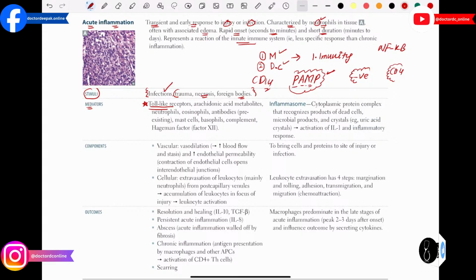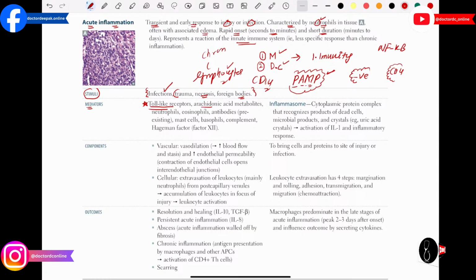Then it's also very important to remember that these toll-like receptors are also present on the cells of adaptive immunity. In adaptive immunity we have the lymphocytes, and on the lymphocytes we also have toll-like receptors. So it means these toll-like receptors play an important role in mediating chronic inflammation also, because lymphocytes are very important in chronic inflammation and neutrophils are important in acute inflammation. So toll-like receptors play an important role in mediating both acute and chronic inflammation. So that's all about the toll-like receptor.